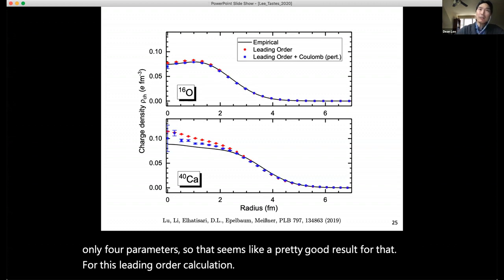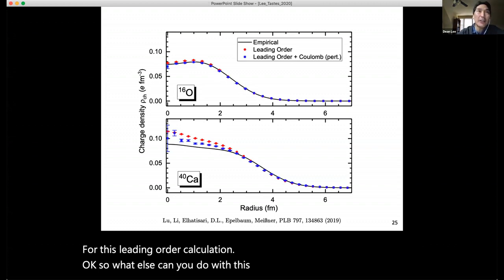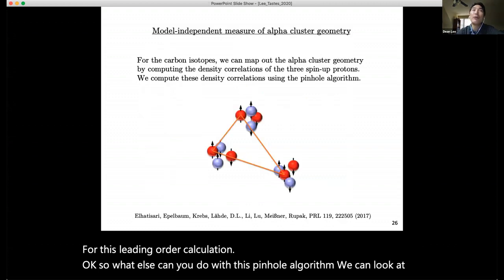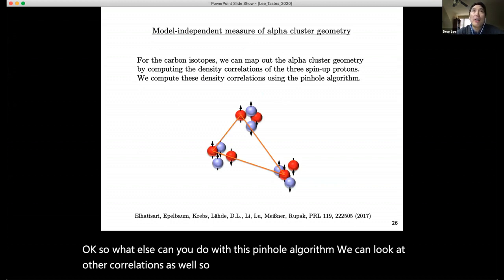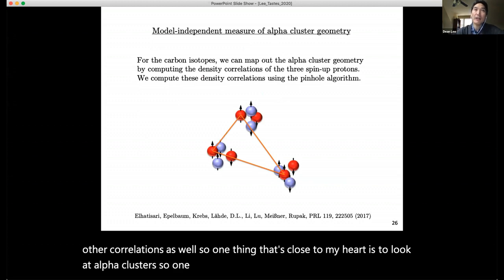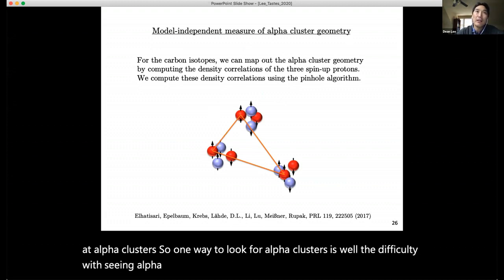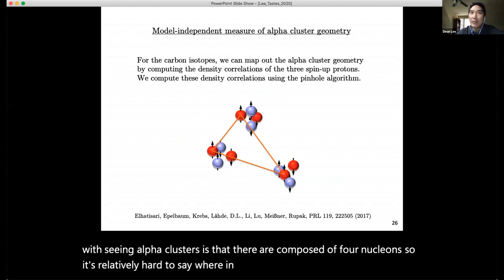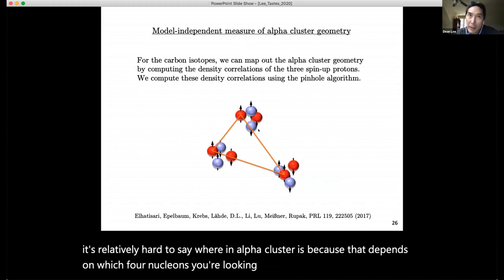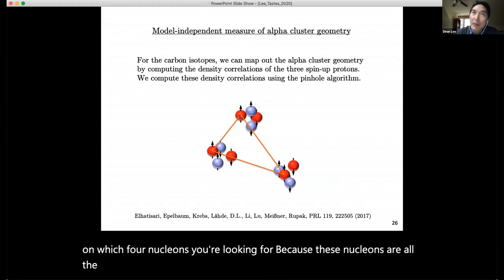OK, so what else can you do with this pinhole algorithm? Well, we can look at other correlations as well. So one thing that's close to my heart is to look at alpha clusters. The difficulty with seeing alpha clusters is that they're composed of 4 nucleons. So it's relatively hard to say where an alpha cluster is, because that depends on which 4 nucleons you're looking for, because these nucleons are all the same, right? They're overlapping with each other.